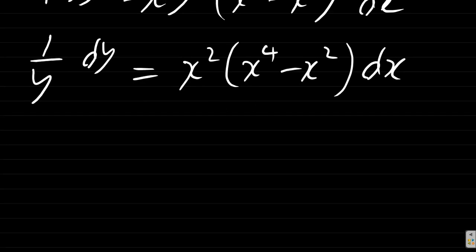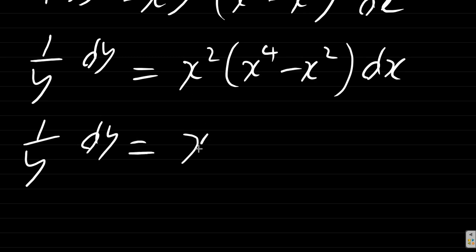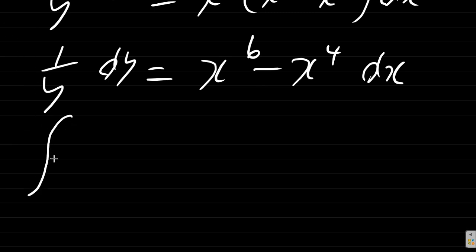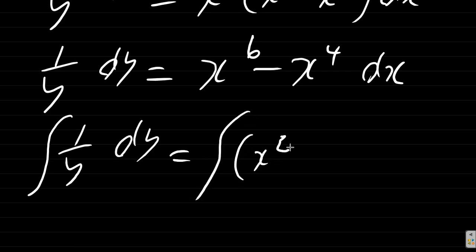Alright, here we have x squared times x to the fourth minus x squared. We could use the product rule, but we could just open the brackets and multiply out. Right, expand the brackets. So we have 1 over y dy equals x to the 6 minus x to the 4th dx. Alright. Now, we integrate both sides. So we have the integral of 1 over y dy is equal to the integral of x to the 6th minus x to the 4th dx.